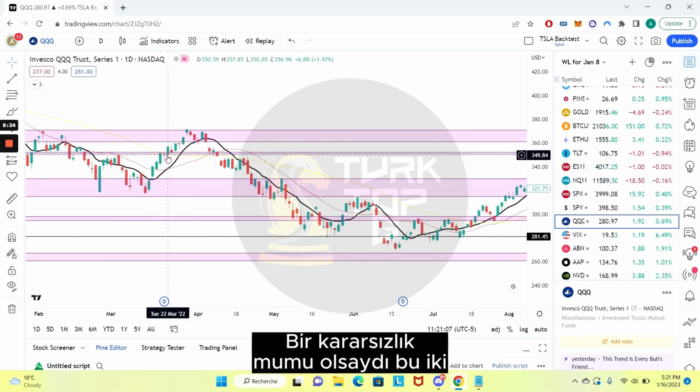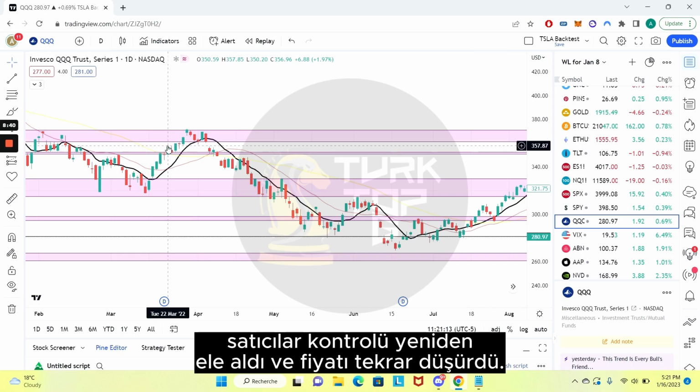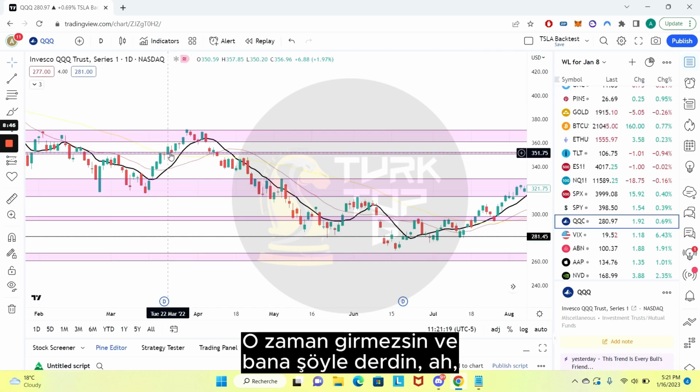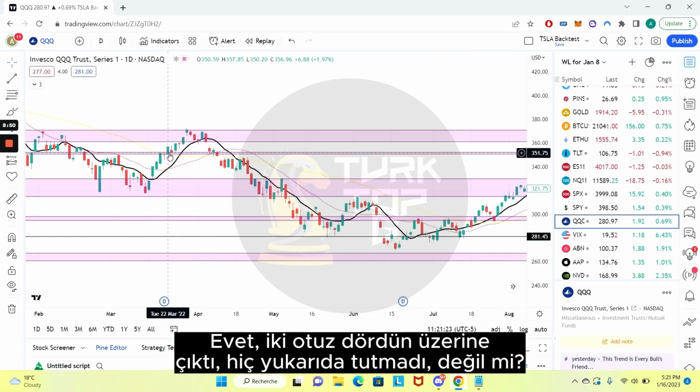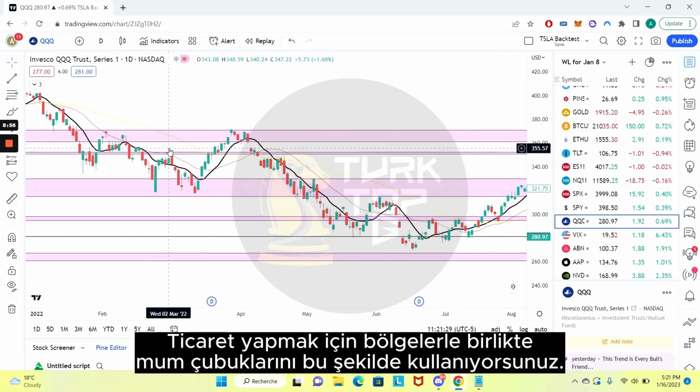If it was an indecision candle, let's say this was 234 on Microsoft, price went up, the buyers were in control, and within the hour, sellers got back in control and brought the price back lower. Then you would not enter. And you would tell me, oh Ayush, but you said break and hold above. Yes, it broke above 234, it never held above, right? Buyers lost control. So this is how you use candlesticks combined with zones in order to trade.